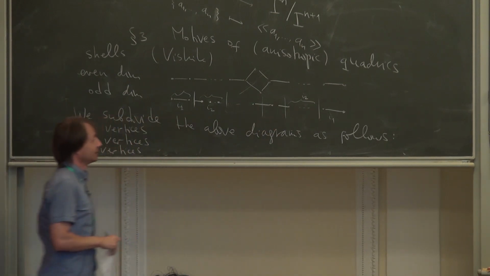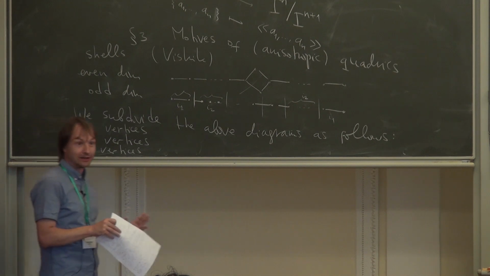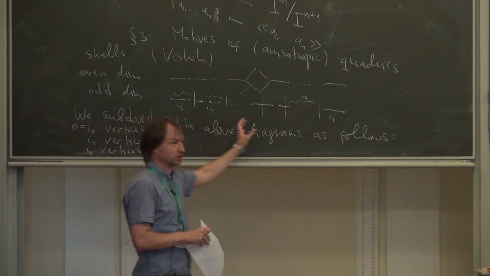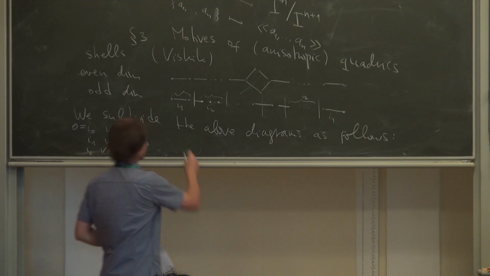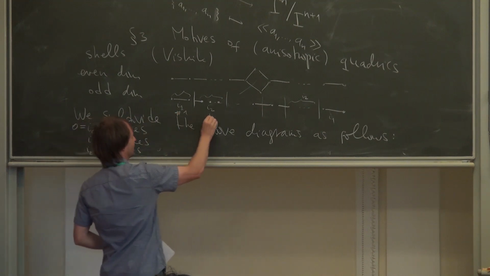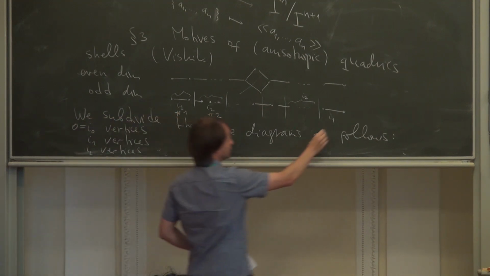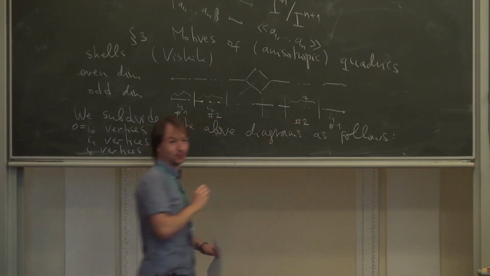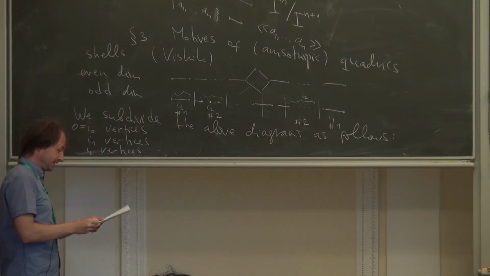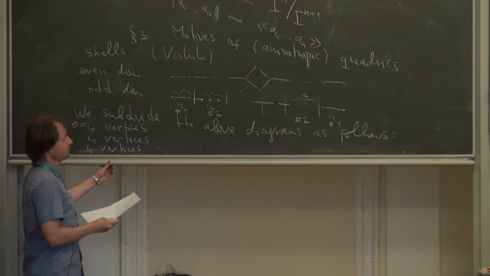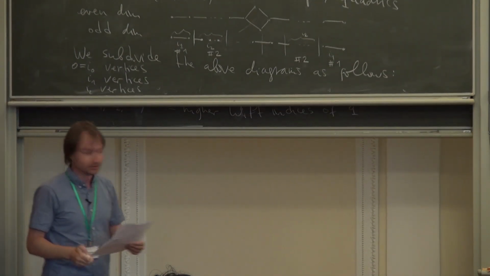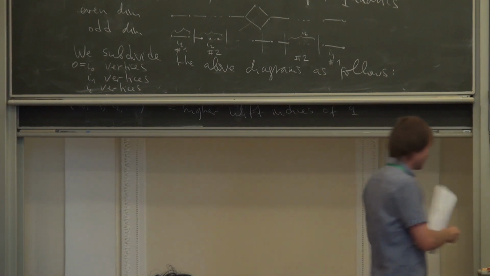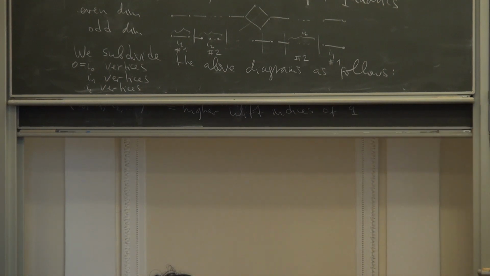So we have a subdivision of Tate motives into some groups, which are called shells. This is shell number 1, shell number 2, and so on. This is also shell number 1, shell number 2, and so on. There is a result of Vishik. Let me give you first a more concrete picture, a more concrete example.